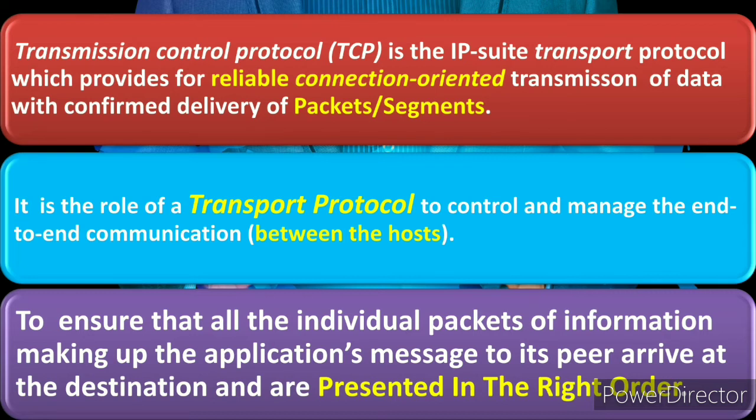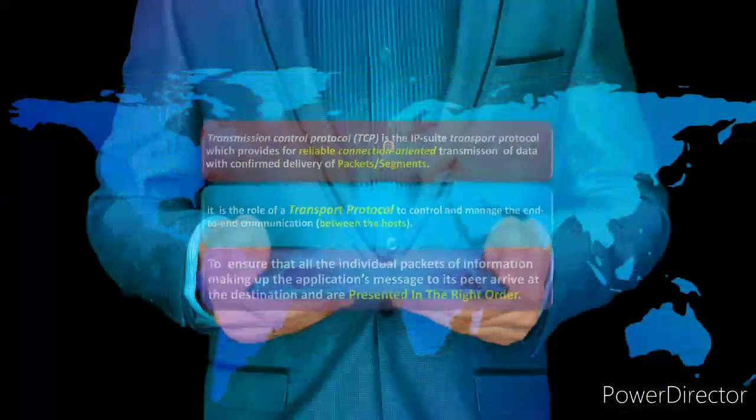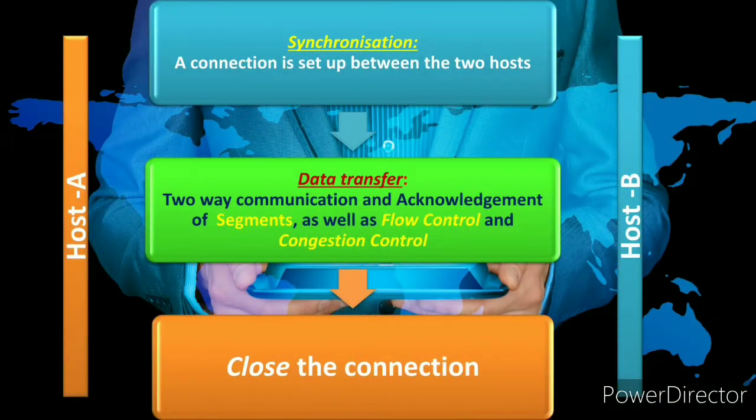Now, we can categorize the work of TCP/IP in three stages. Stage number one, synchronization, because it is connection oriented. A proper connection is established between the two hosts so that the data or packets transfer can take place at that layer in peer-to-peer mode. The second part is the data transfer. It is two-way communication. That means the data can move from A to B, and also from B to A, because it is a duplex one. But whenever the segments are being sent, an acknowledgement is always received.